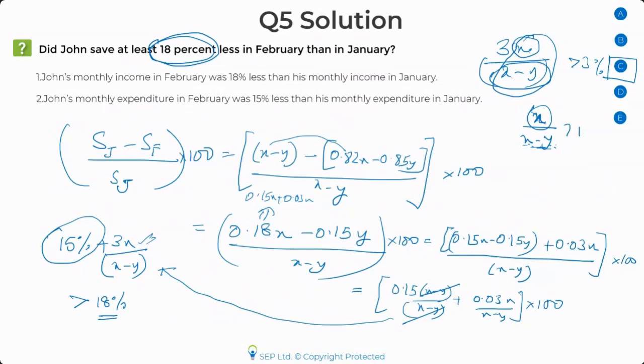X is my income and Y is my expenditure. Okay, so that is why I said X is greater than Y. Unless it would have been stated somewhere that he's not making any saving, he's taking money from somewhere. Those things you don't need to consider.